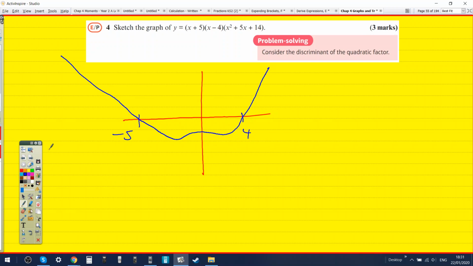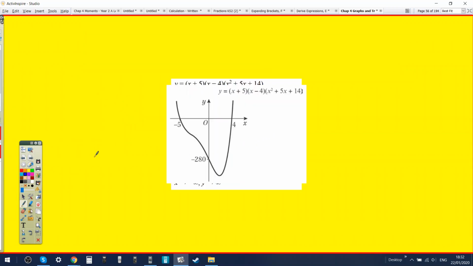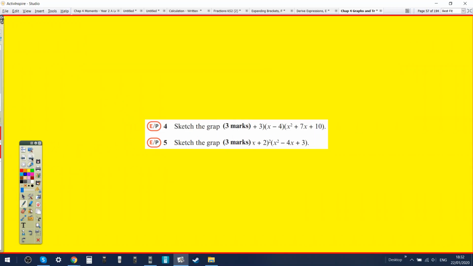Y-intercept. Is it -20? It's -20 times 14, which is -280. Yes. And so if you're ever not sure, just get the y-intercept as well, and that will tell you where it'll cross, what half of the y-axis it'll cross on. And that'll help to do the sketch.